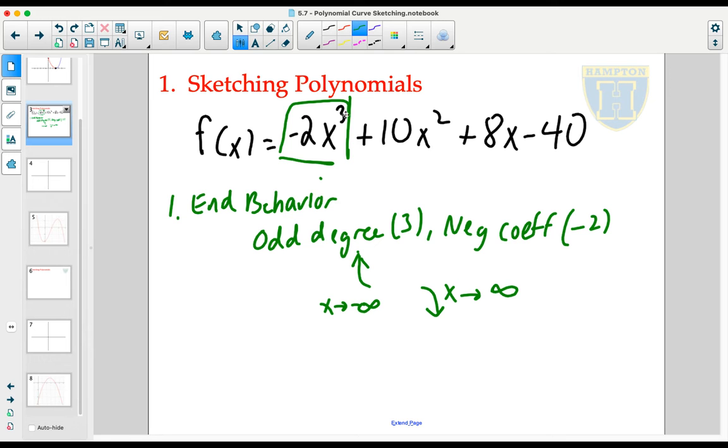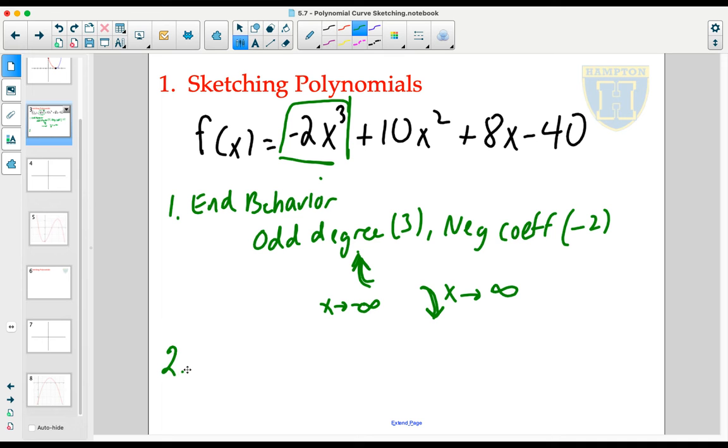So when we graph, we should anticipate seeing this kind of behavior on the ends. We're not trying to graph it perfectly. That's not what sketching is about. Sketching is about being able to get a rough idea of what the graph is going to look like.